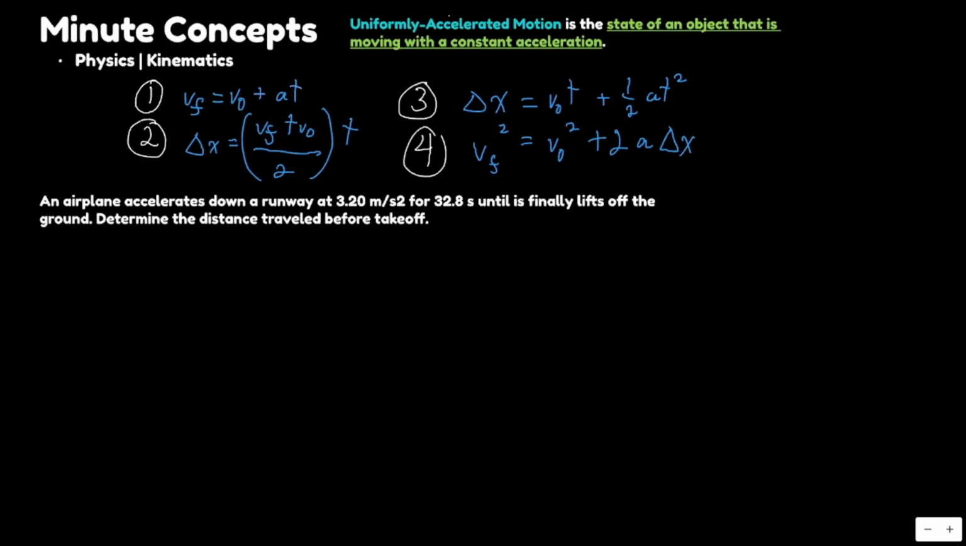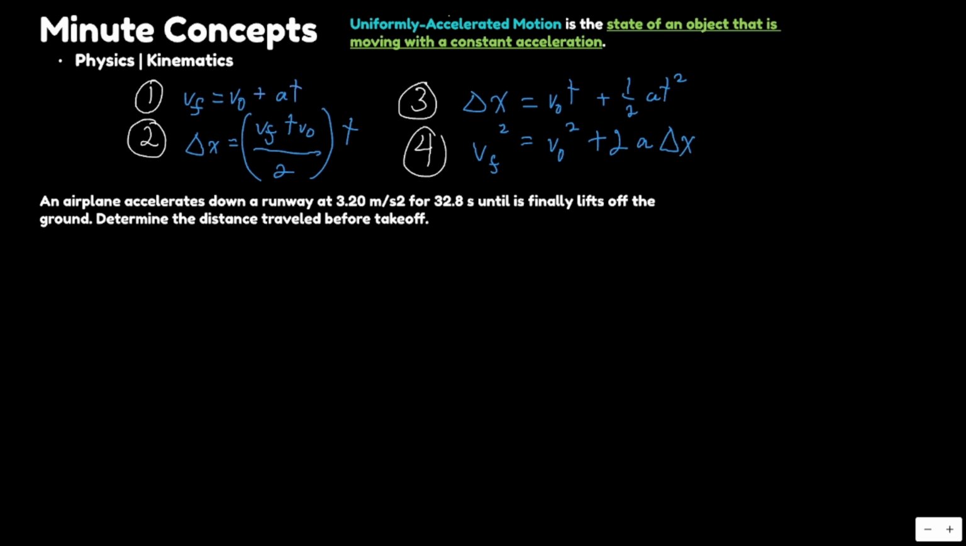Hello everyone and welcome to another in-depth minute concept which is about physics, particularly kinematics and UAM. So in the last video we discussed how to figure out which kinematic equation to use based on what missing variable there is, and we also were able to define kinematics as well as UAM. However, now in this video we're going to be applying these equations in actual situations.